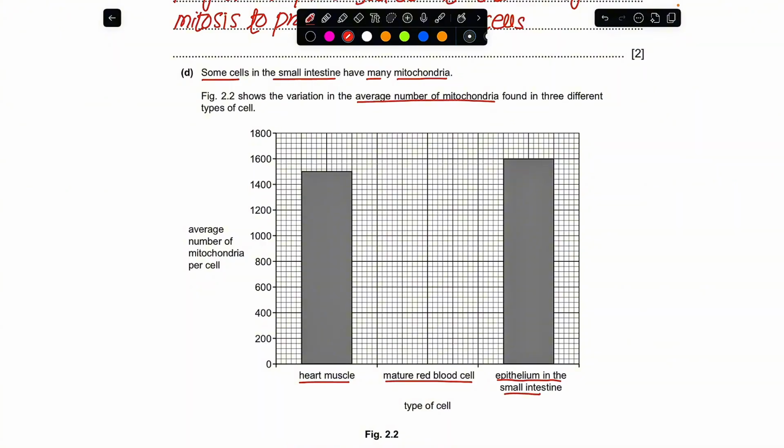Now, this is presented on the x-axis. If we come to the y-axis, here we have the average number of mitochondria per cell. If I simply look, compared to the mature red blood cells, in the heart muscles and the epithelium in the small intestines the number of mitochondria is far greater, and I don't see any mitochondria within the red blood cell.